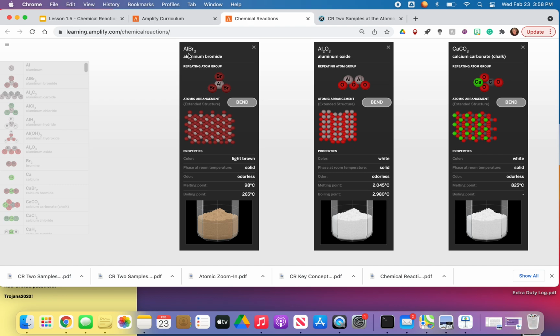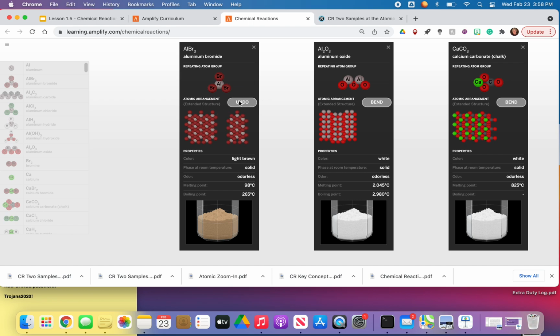So in this case, we've got 2 different atoms that make this up. We've got aluminum and we've got bromine. And there are 3 atoms of bromine. So you can see that in the chemical, the molecular model right here.